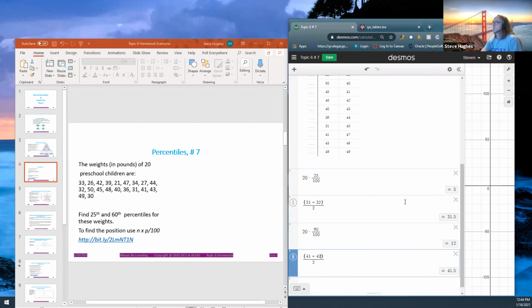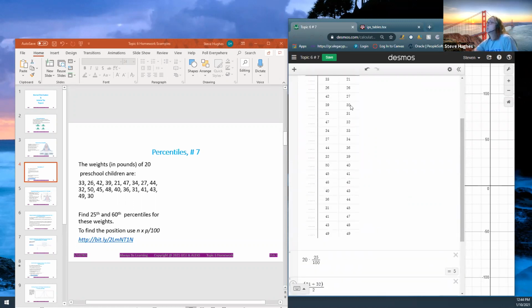So scroll back up here, and what does that mean? We want to always understand what it means. All right, right here, 41.5 is our 60th percentile. Okay, once again, what does that mean? It means that 60% of the data lies below this value, right? Up through here. 60% of the data lies below 41.5, okay? And that is the answer to our question. We have found both the 25th and the 60th percentiles. And that is the answer. And to this question, it is completed.